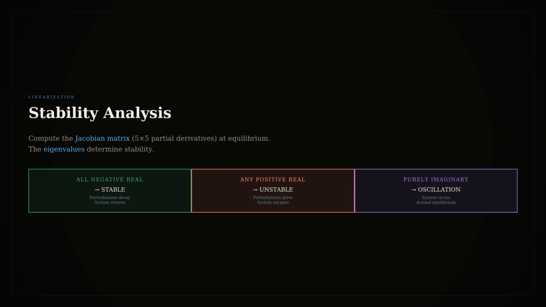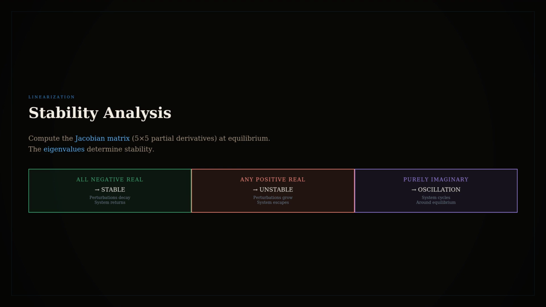Perturbations decay over time. If any eigenvalue has a positive real part, the equilibrium is unstable. Small disturbances grow exponentially. If eigenvalues are purely imaginary, we get oscillations. The system cycles around the equilibrium without settling. For Saylor's model, the Jacobian is 5 by 5. Computing eigenvalues requires numerical methods for realistic parameter values. But the structure reveals important patterns.